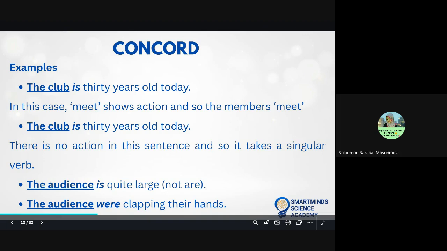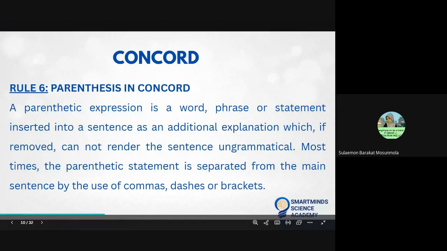Now, the other rule is the parenthesis concord. When we say parenthetic statements, they are just additional statements whose removal does not deform the sentence.